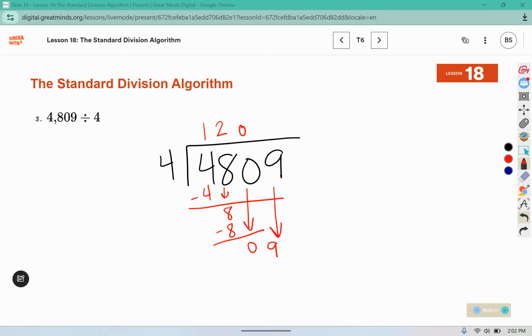But 4 fits into 9 twice. 4 times 2 is 8. That leaves us with 1. So this is 1,202 and 1/4.